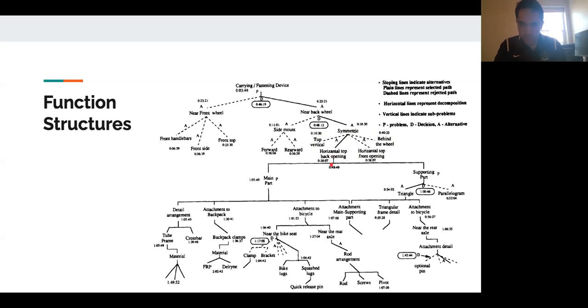From here, we decomposed that specific part into two subregions again. So this carrying fastening device now has two more components embedded into it: a main part and a supporting part, and so on. You can see this can get very extensive. It's mainly to understand what the problems at hand are, and how we go about determining which alternative is the best.